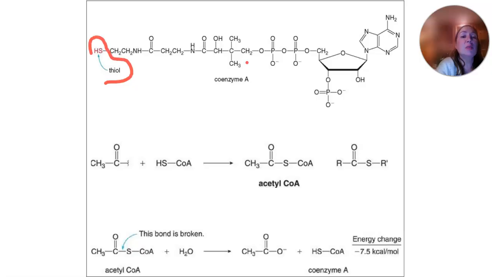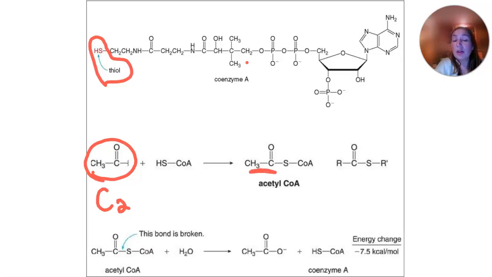Here's the thiol group on the end, that hydrogen, where that can be replaced with the acetyl group. So if we had a 2-carbon acetyl group, like a C2 group where we've got CH3 bonded to a C, double bonded to an O, and then we come across thiol-CoA where it's HS to CoA. What we notice is that 2-carbon group, CH3C double bond O, replaces the hydrogen and is bonded to sulfur and CoA in our product.